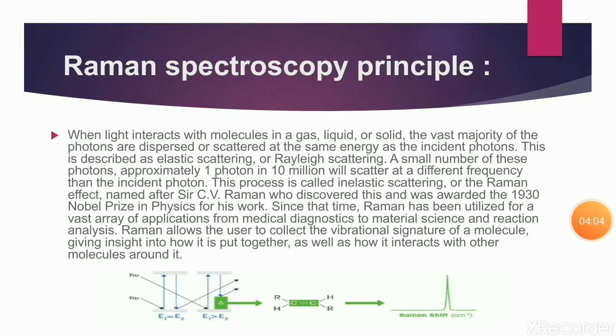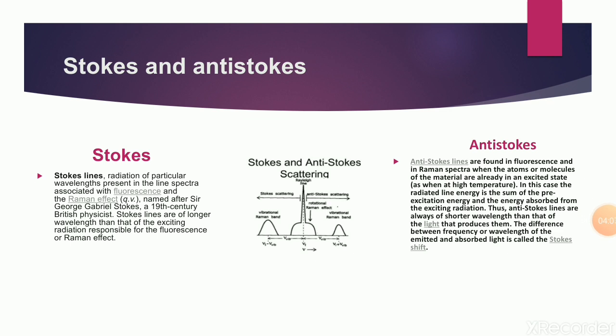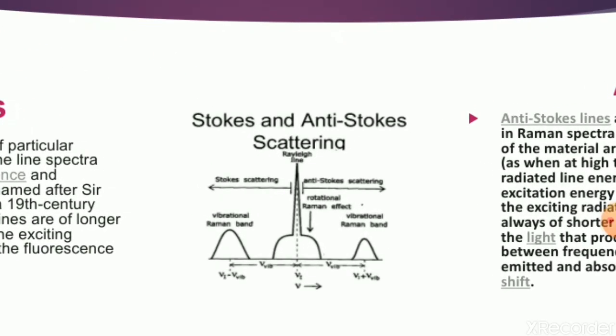Okay, then we turn to Stokes and anti-Stokes. Stokes shift is the difference in energy, wave number or frequency units between the positions of the band maxima of the absorption and emission of the same electronic transition. Sometimes Stokes shifts are given in wavelength units, but this is less frequent because it depends on the absorption wavelength.